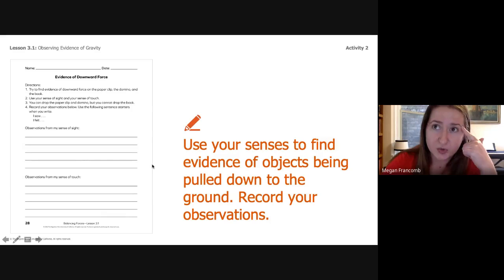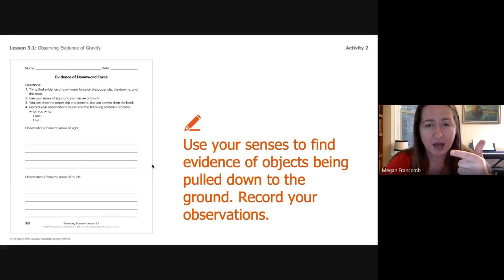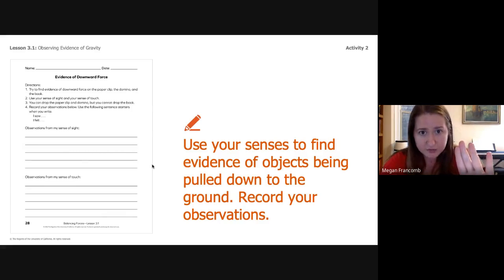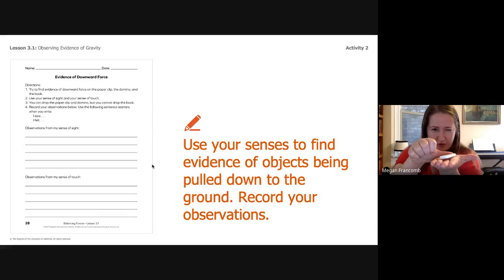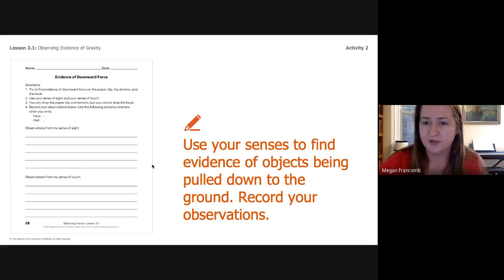Let's think back to evidence of force. And evidence of a force means when you can see an object beginning to move or stopping movement. So if I'm pushing this domino, you can see the domino move. That's the evidence. So again, today, use your senses to find evidence of objects being pulled down to the ground.